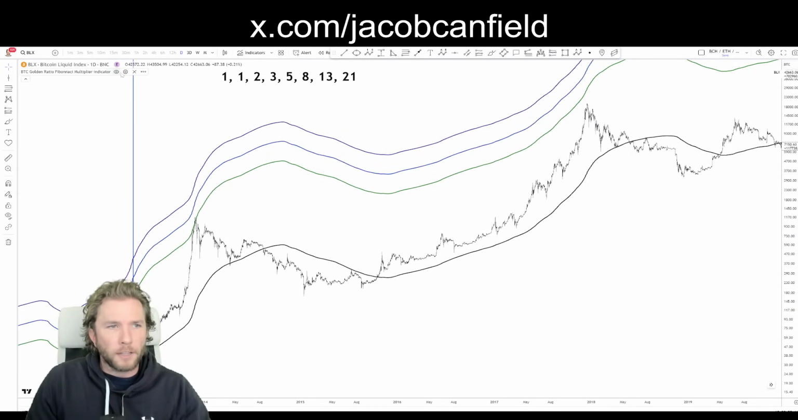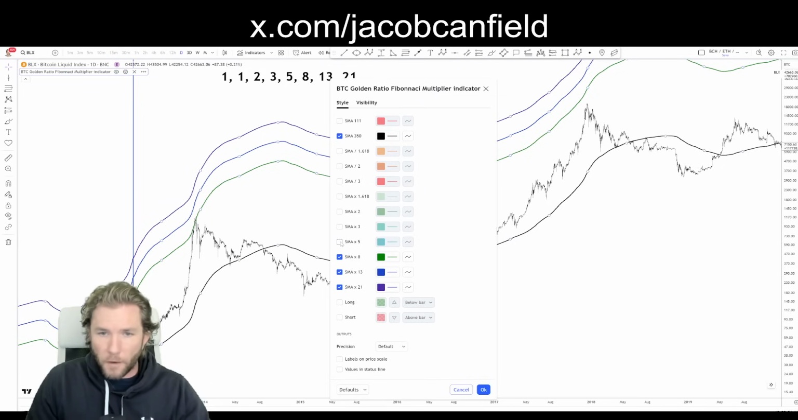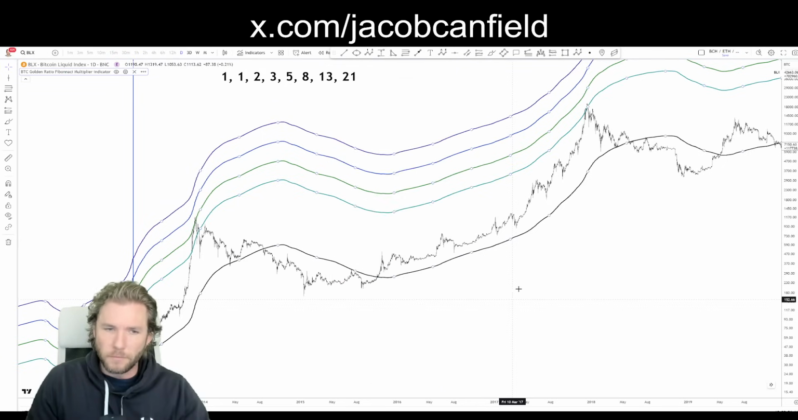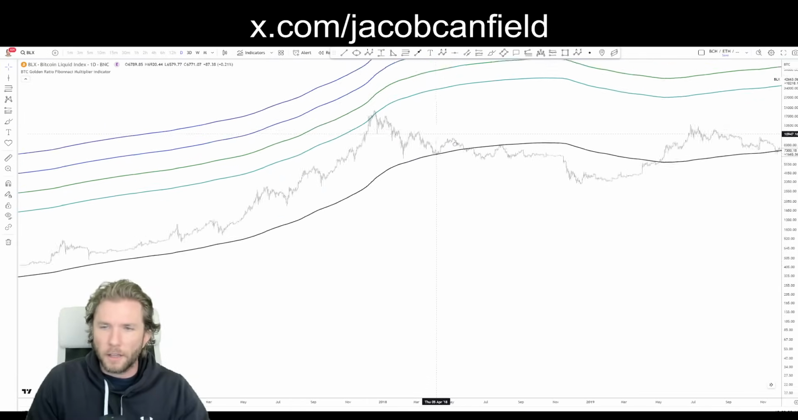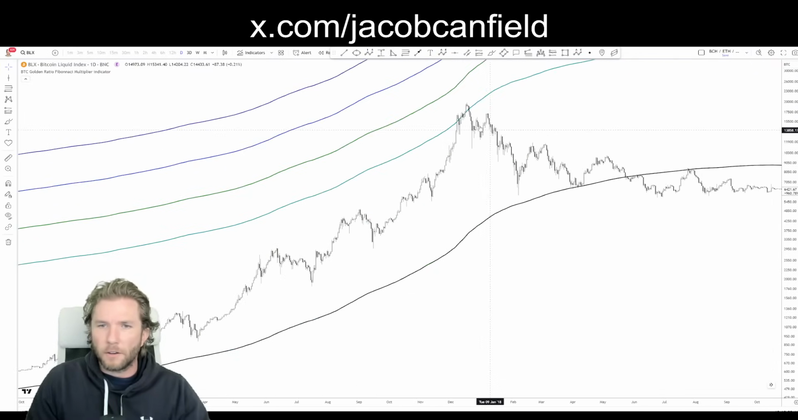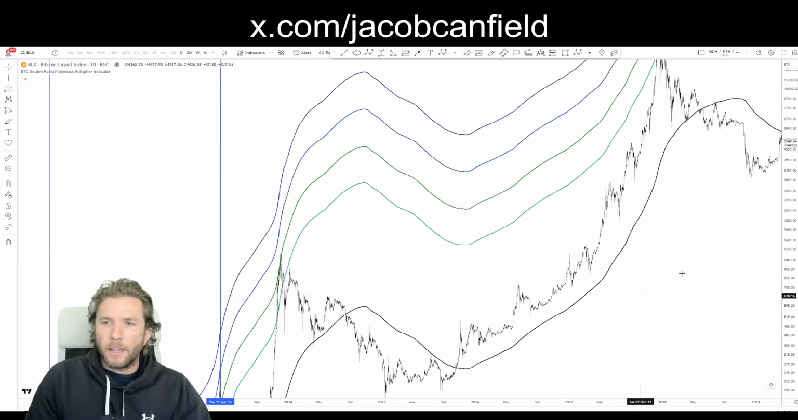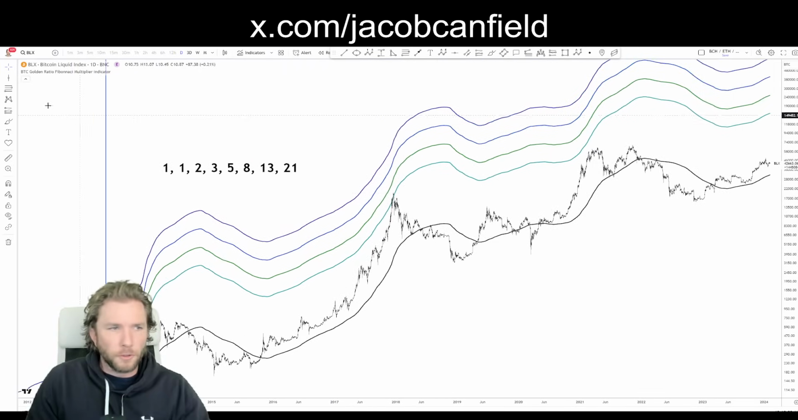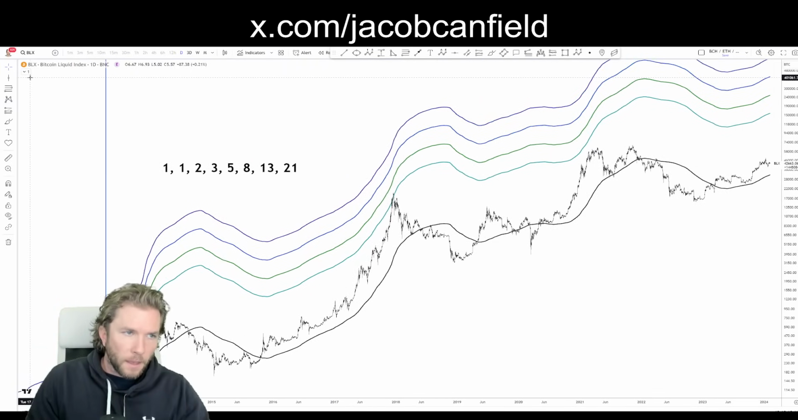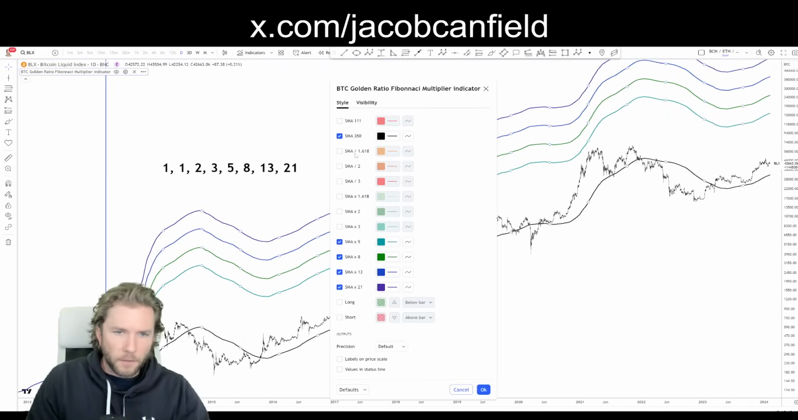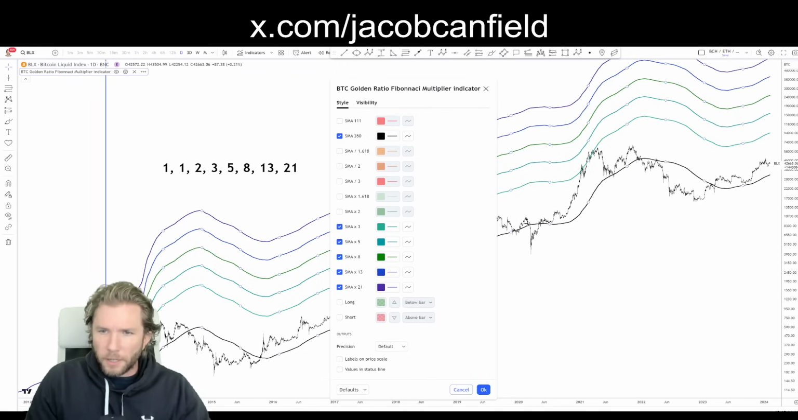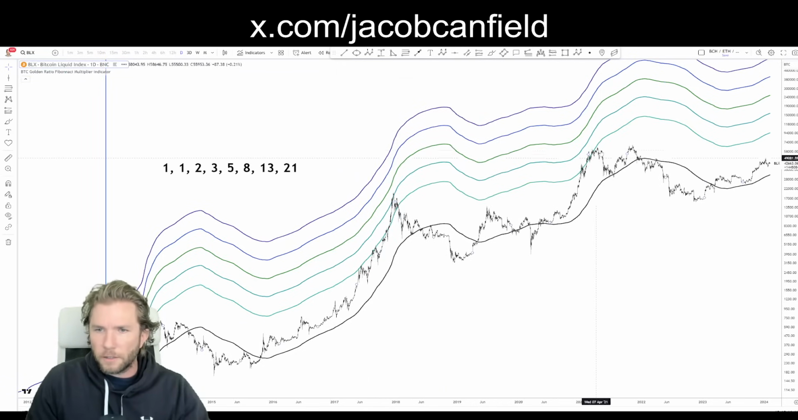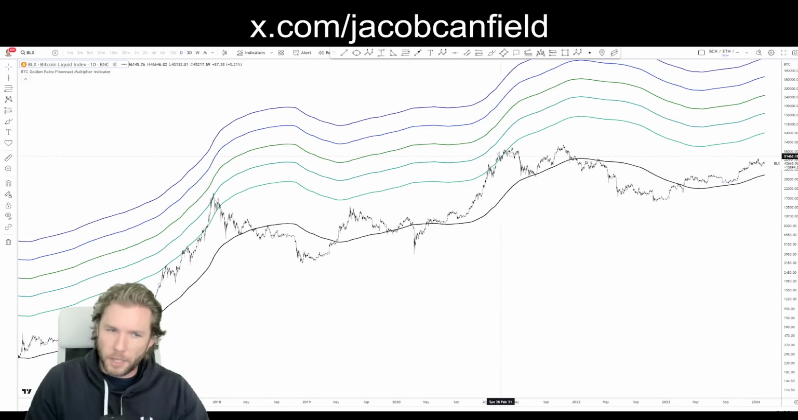If we go back to our multiplier and go to 5, what you'll see is that we also got this level here at 5. I'm sure you can see that. If the theory holds true, our next cycle top should hit the 3. And if you look here, 58,000, 60,000, 66,000, that also hit our level.